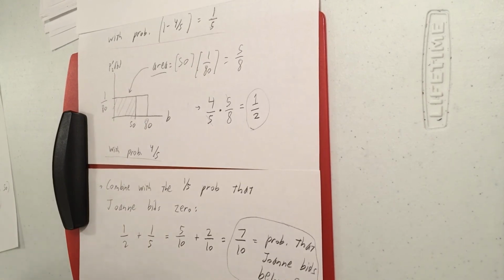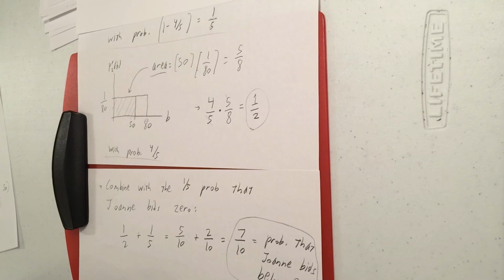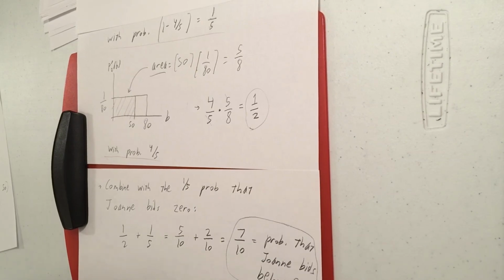So as you can see, it's a little more complicated for the second bidder because there's some probability to bid 0 and some probability of a positive bid. You've got to think about both of those.